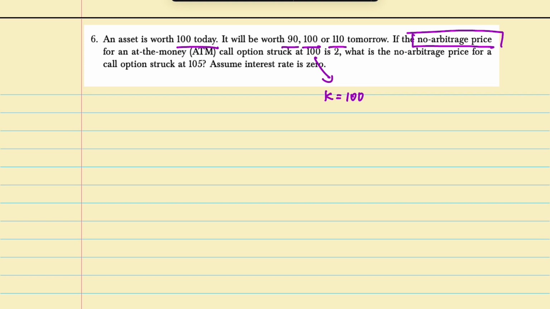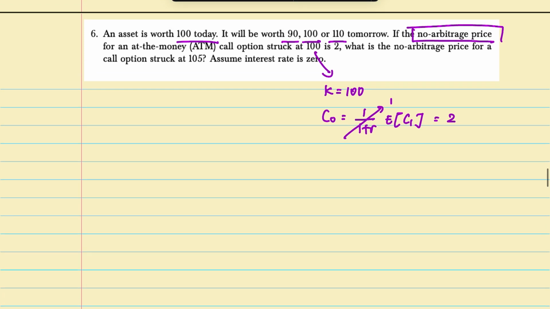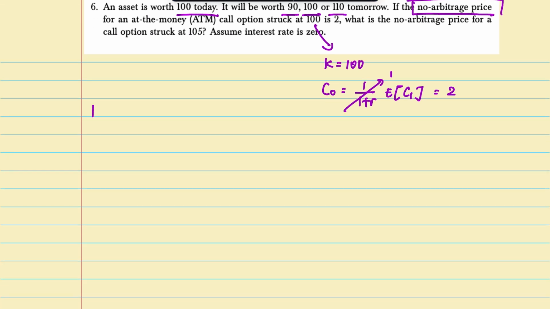Then the at the money call option is 2, means that C naught equals 1 over 1 plus R times the expectation of tomorrow's price. And since the interest rate is 0, then we can just ignore this, right? Put it as 1. And then this equals 2. All right? So this kind of question is a trinomial question. So instead of our previous question, which only had 2 branches, now it has 3 branches. So let's get into it.